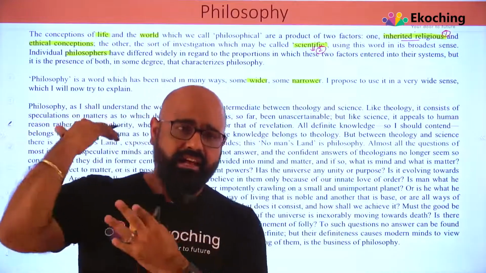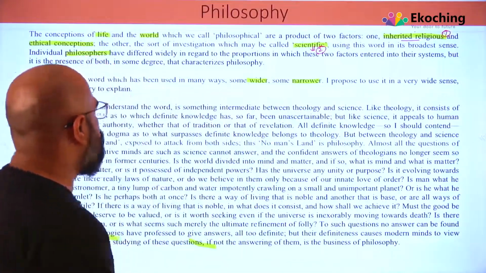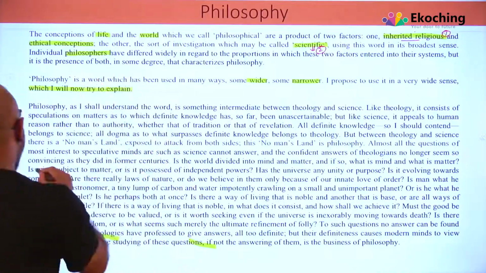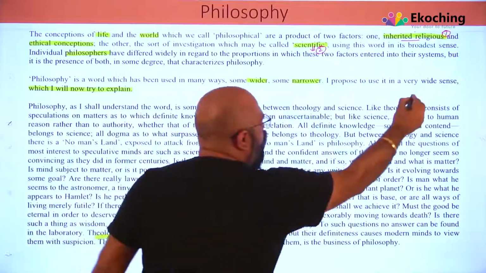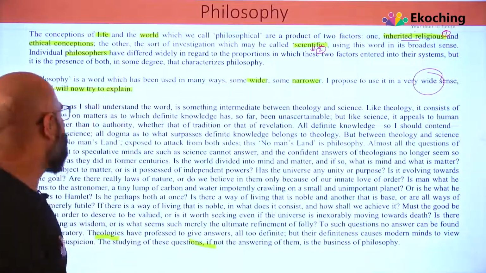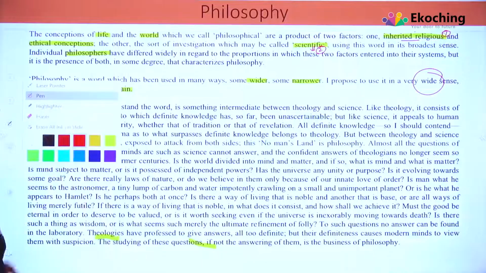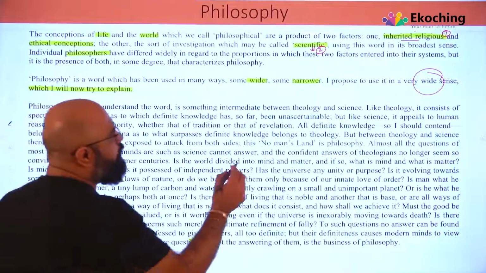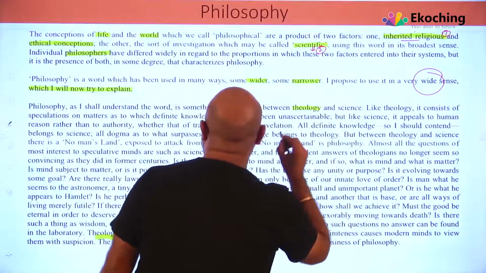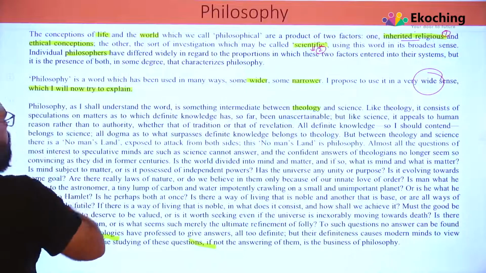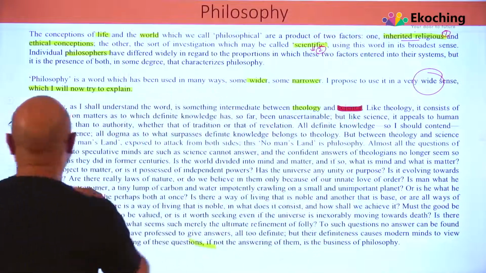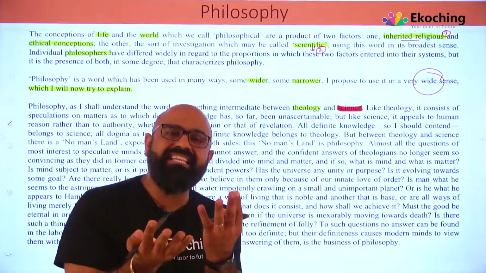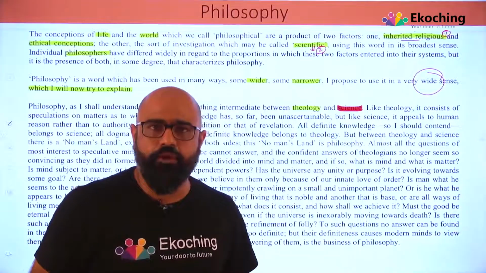I, as in the one who wrote this passage, propose to use it in a very wide sense, which I will now try to explain. The author is saying that he will take it in the wide sense, and he is about to explain it. Let's understand what the author will explain. Philosophy, as I shall understand the word, is something between theology and science. Guys, a very important thing which he has just mentioned, because you should know this. He is saying that the gray area between theology and science, very sorry for that, is something philosophy is all about, right?